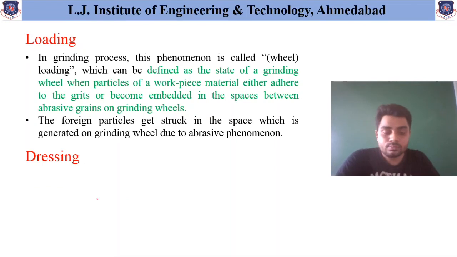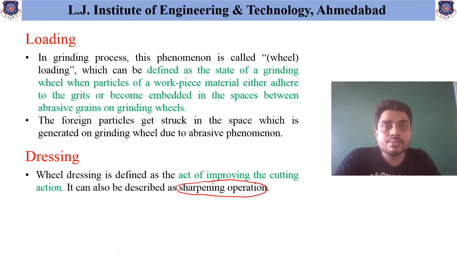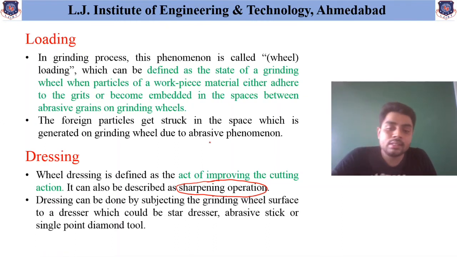So this dressing is defined as the act of improving the cutting action, and it can also be described as the sharpening action. As we have discussed, as the continuous machining operation is happening, these abrasive particles lose their sharpness, and to improve the sharpness again and to reuse that grinding wheel, this dressing operation is performed. And this is the basic understanding of what the dressing operation is called.